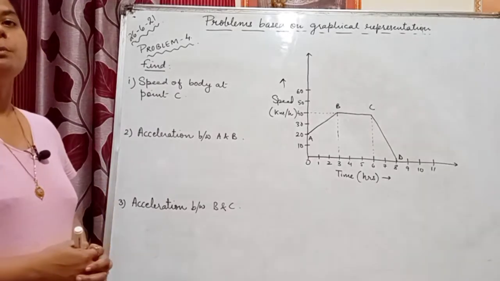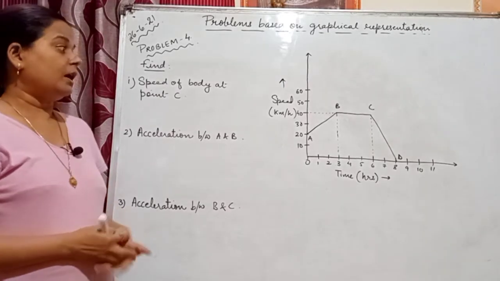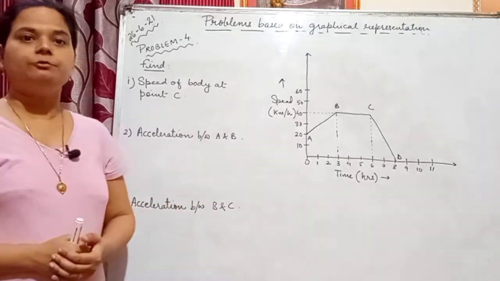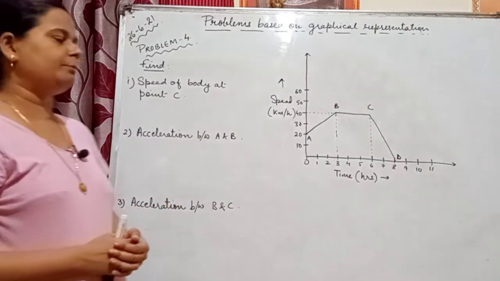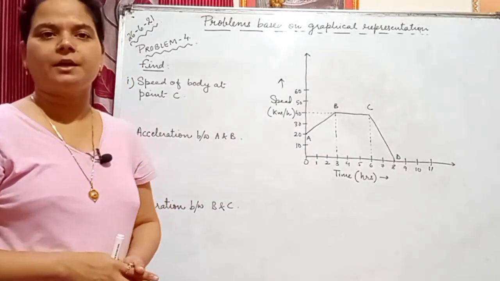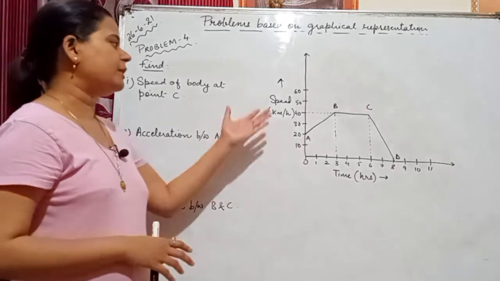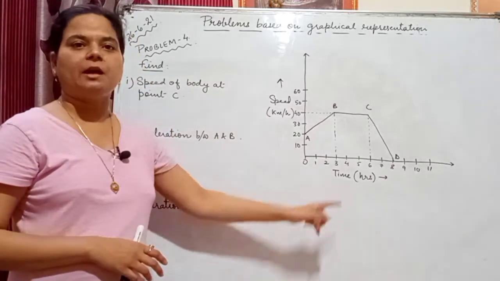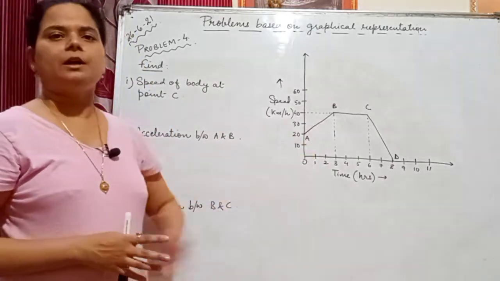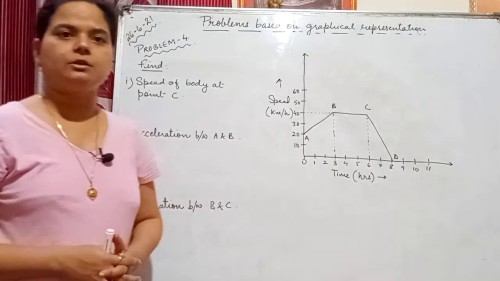Let's move to our problem number 4. Here again we have a speed-time graph, but there is a slight difference. Previously we had speed in meters per second and time in seconds. Here speed is given in kilometers per hour and time in hours. So the graph is here, and now let us proceed with the solution.